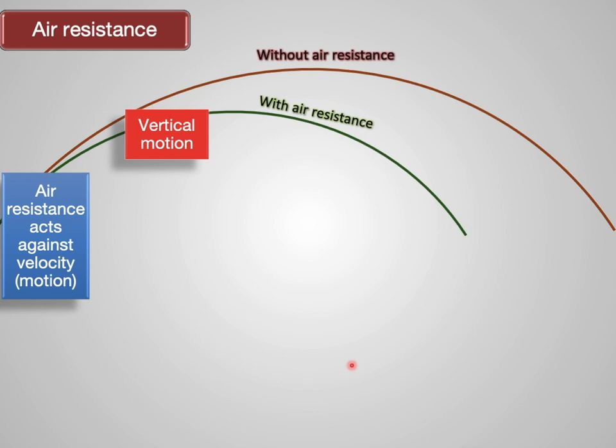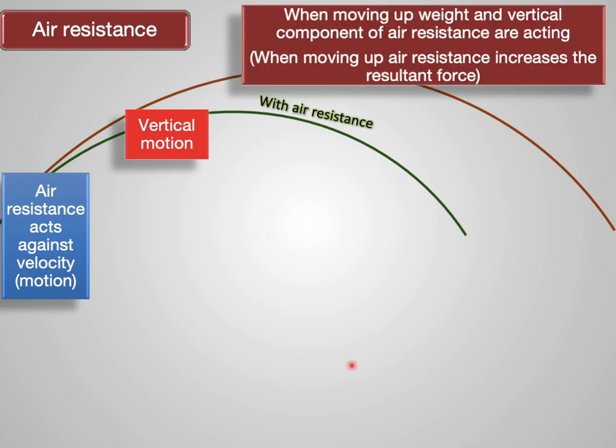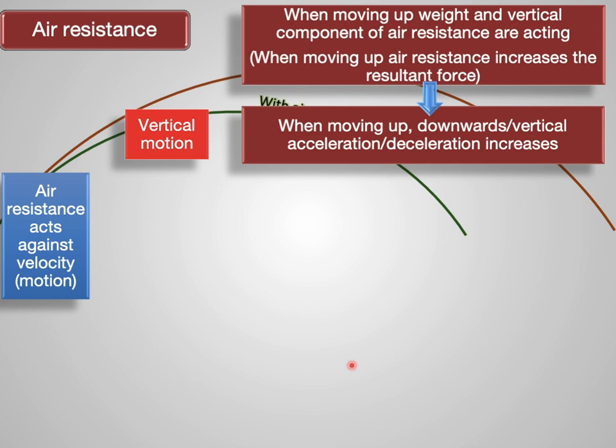In case of vertical motion, it will exert a force downwards. So the air resistance will be pushing it downwards. Now there are actually two forces acting downwards. Weight is already downwards. So the downward acceleration will now increase. It will be more than 9.81.